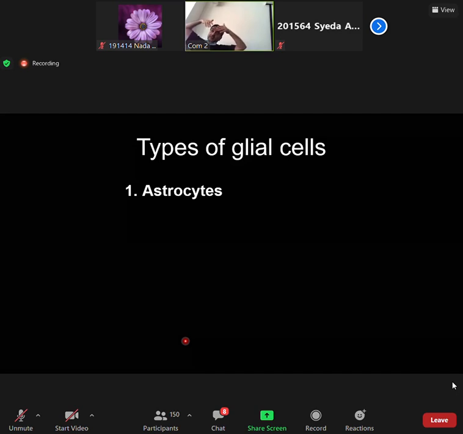So on the outer surface of the brain, you have the pia mater. Their foot processes are attached to the inner aspect of the pia mater, and their foot processes are also attached to the inner part of the ventricular cavity. So they are forming the inner and outer limiting membranes.